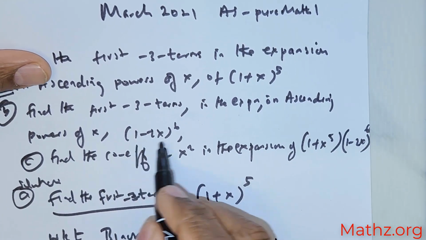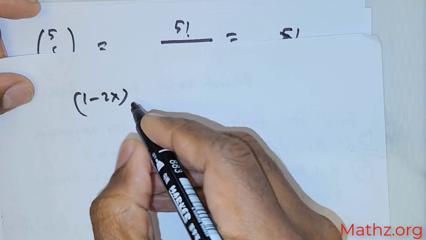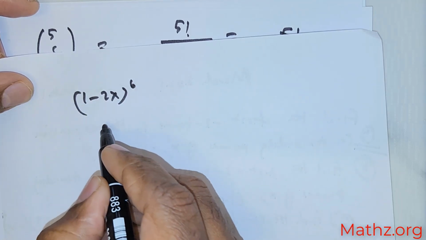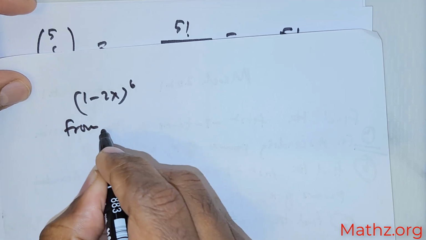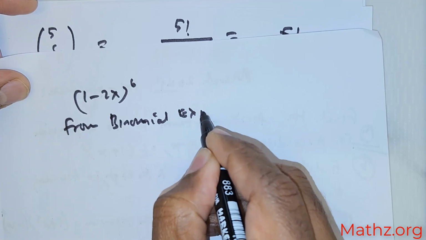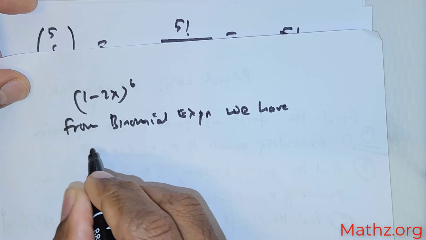We will have to expand (1 - 2x) raised to the power of 6. So (1 - 2x) raised to the power of 6. The first 3 terms are required. So from binomial expansion, what do we have?